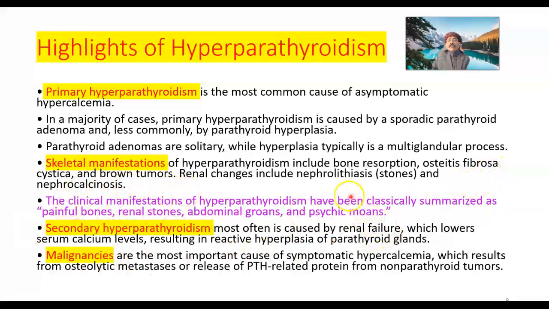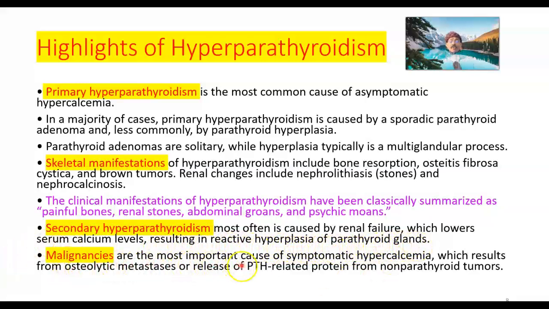Renal changes include nephrolithiasis, that is kidney stone, and nephrocalcinosis. It may be anywhere, not only in the kidney, maybe in the bladder also. They may have stone, even in the urethra. Clinical manifestation of hyperparathyroidism have been clinically summarized as painful bones, renal stones, abdominal groans, and psychic moans. Secondary hyperparathyroidism is most often caused by renal failure, which lowers the serum calcium levels, resulting in reactive hyperplasia of the parathyroid glands.